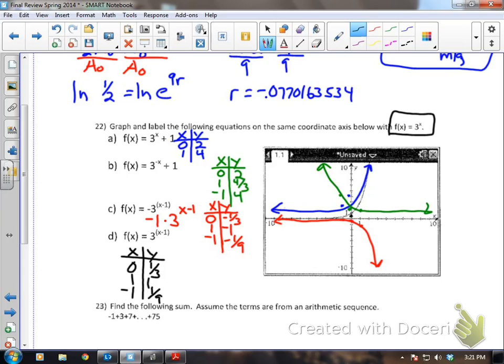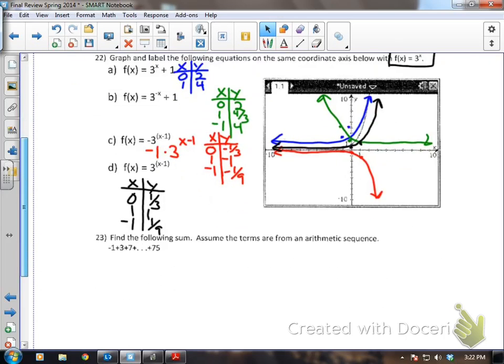1, 1. So see, instead of it being 1 at 0, it's now 1 at 1 when x is 1. So it's shifting it to the right 1 unit. And then -1, 1/9. Okay, so again, it's approaching the asymptote of where y equals 0, or the x-axis.